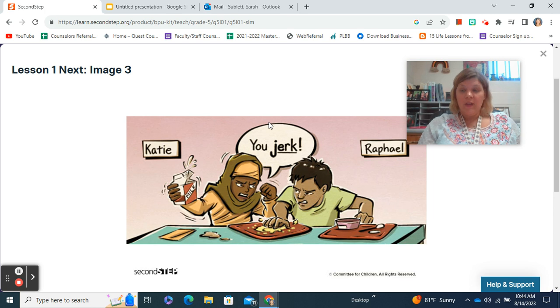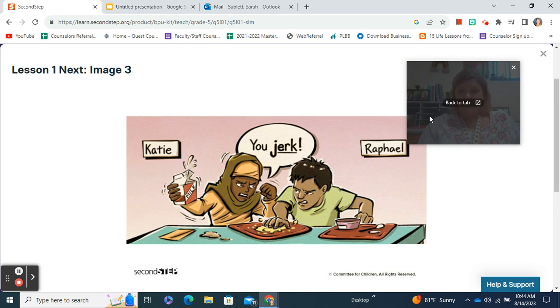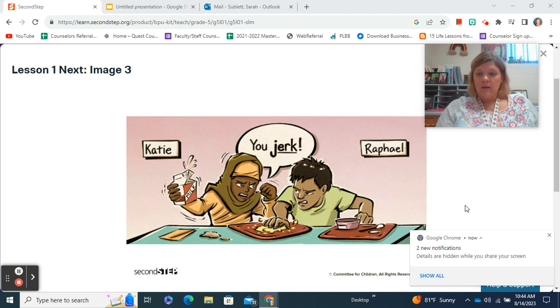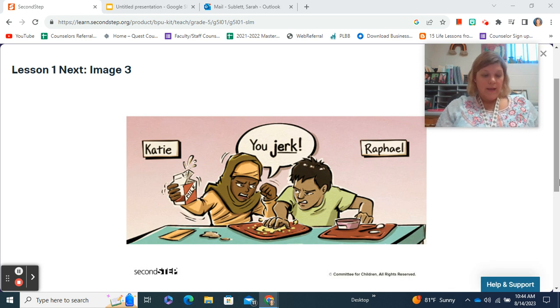Raise your hand if you think this is bullying. Okay, raise your hand if you don't think it's bullying. All right, hands down. I know this is confusing, but let me explain. This is not bullying, okay? It's a one-time incident. As far as we know, neither Katie nor Raphael have picked on each other repeatedly. It's not one-sided because both Katie and Raphael are participating in the bad behavior.